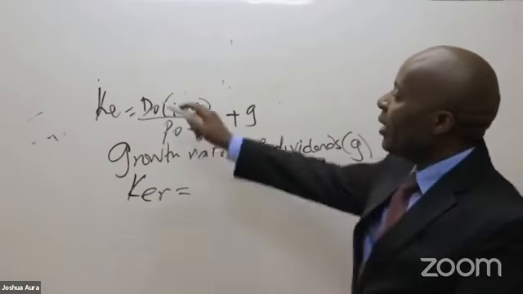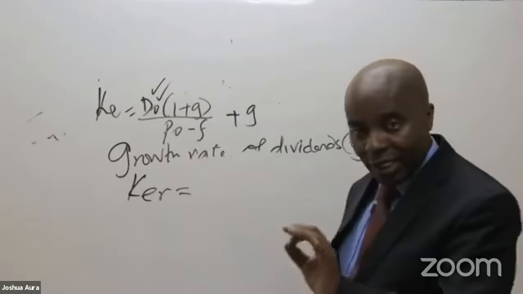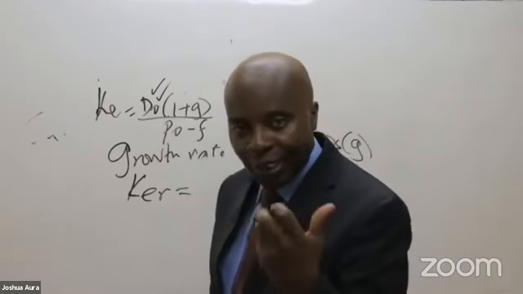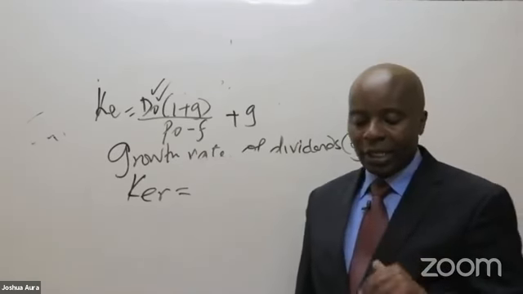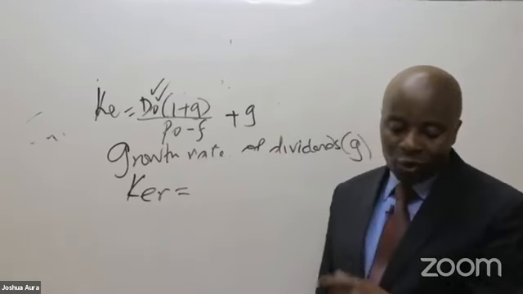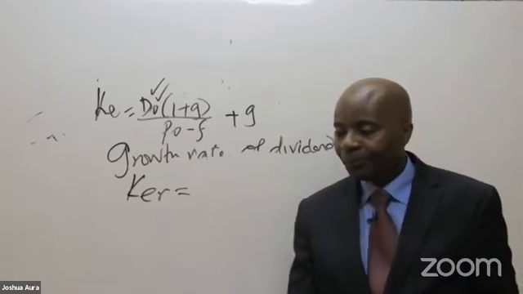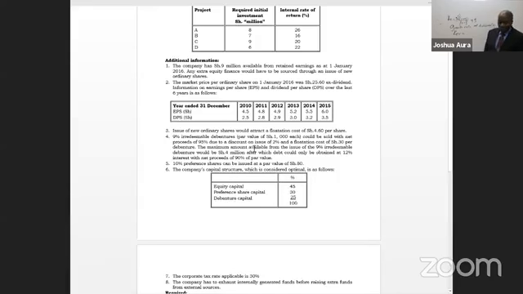So remember D0, if you are writing, D0 is supposed to be the most recent, the current dividend. If my friend could pin that question on the screen, you'll be able to see we have many years, 2010 all the way to 2015. 2015 is our current year, and therefore the current dividend per share is supposed to be 3.5.